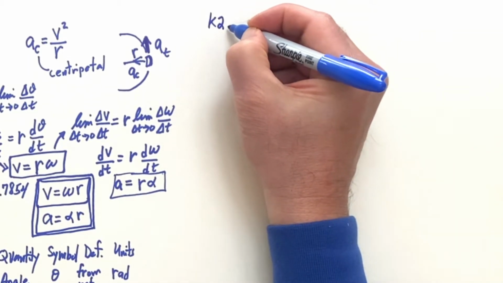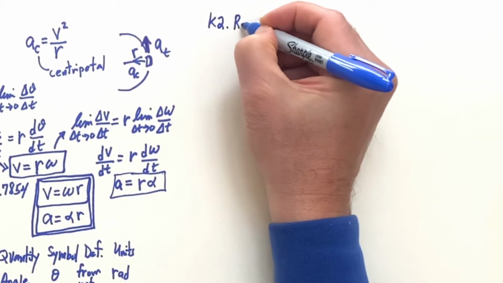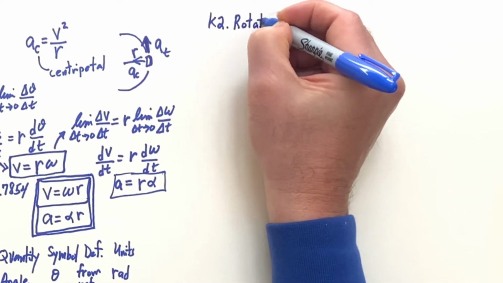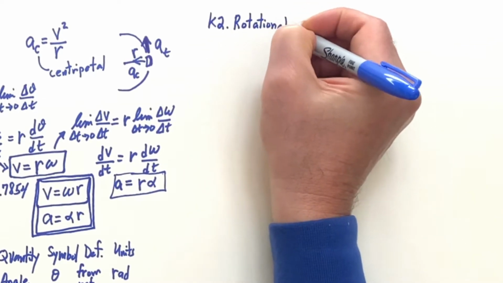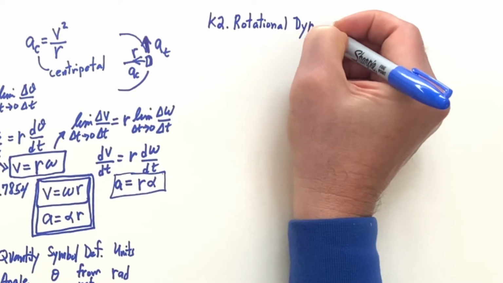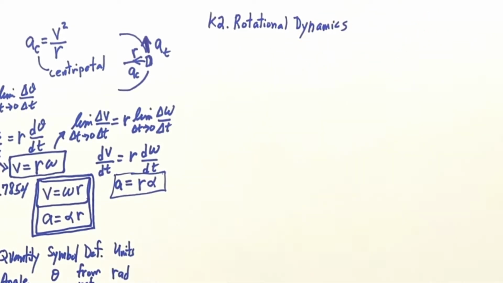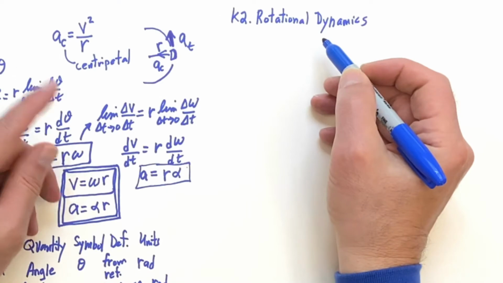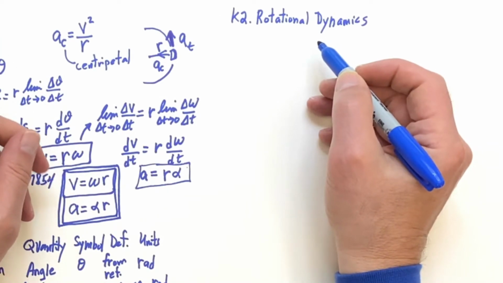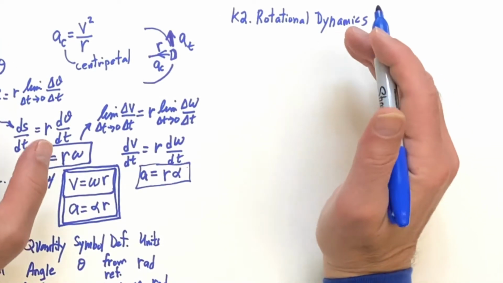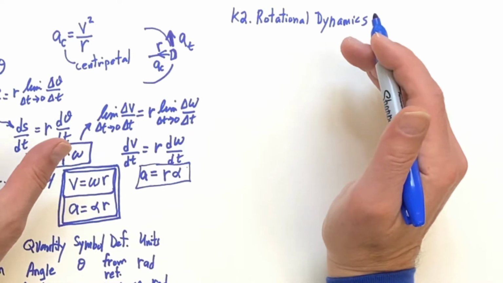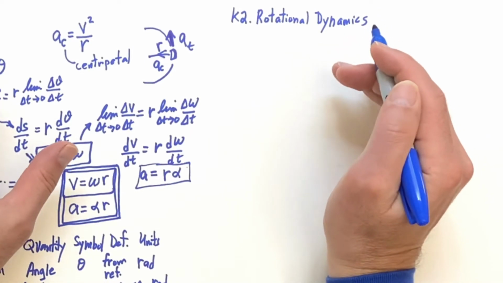K2 brings us to rotational dynamics. We have already looked at rotational kinematics in the previous section. So the first question we're going to ask is, what is analogous to force that'll get something to rotate?